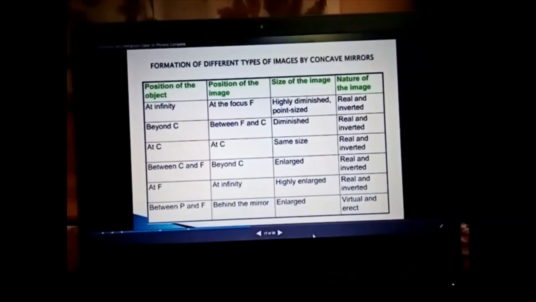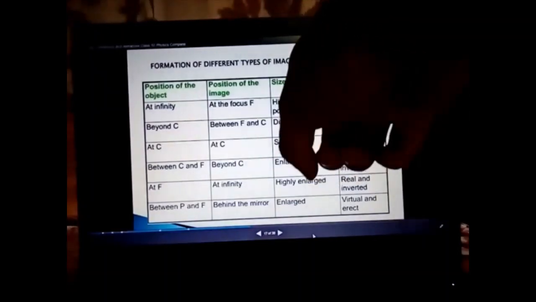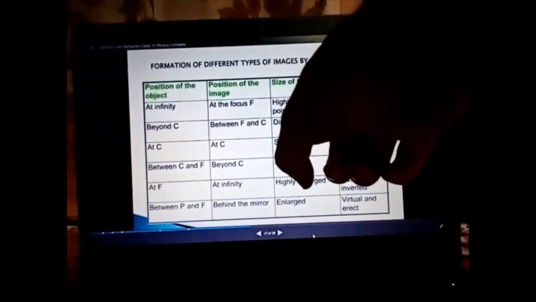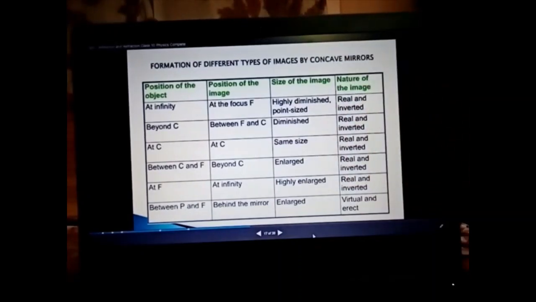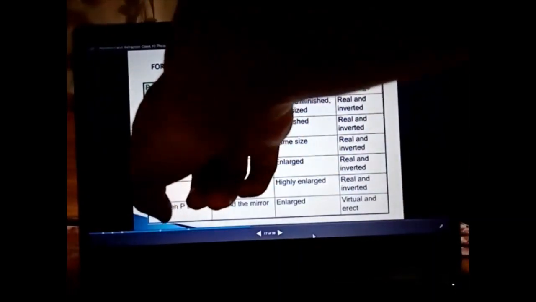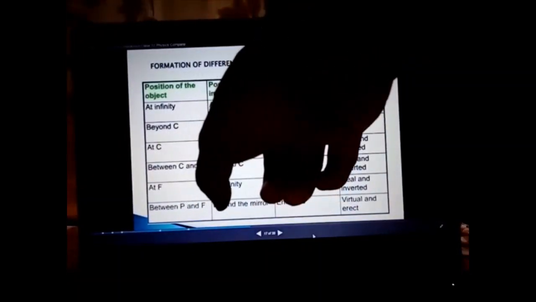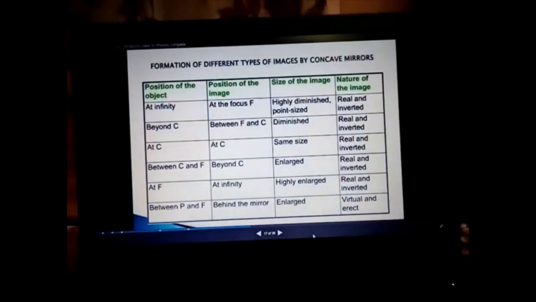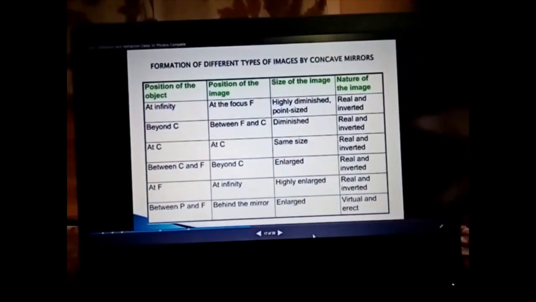So in this, first case is when the object is at infinity, the position of the image is at focus. Size of the image is highly diminished or pointed size. Nature of the image is real and inverted. Second case is when the object is beyond center of curvature, the image is formed between focus and center of curvature. Size of the image is diminished. Nature of the image is real and inverted.